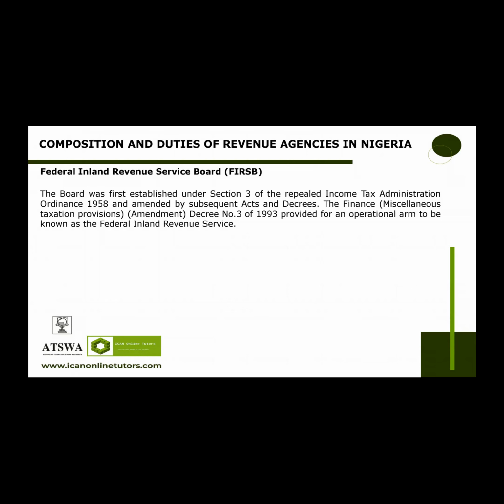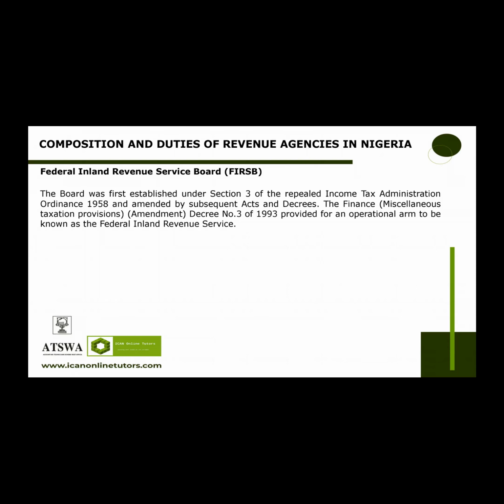The Finance Miscellaneous Taxation Provisions Amendment Decree Number 3 of 1993 provided for an operational arm to be known as the Federal Inland Revenue Service. So, the Federal Inland Revenue Service is an operational arm of the Federal Inland Revenue Service Board.